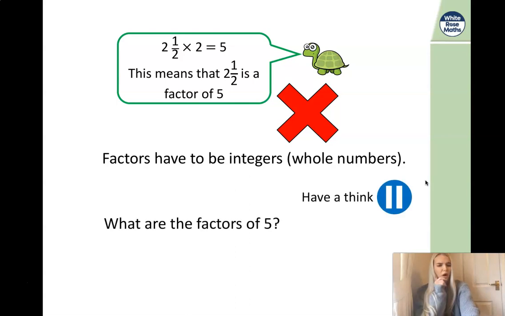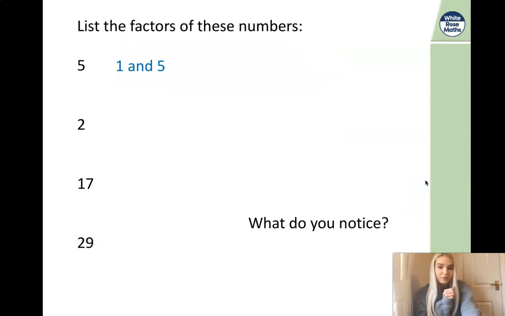Now, what are the factors of 5? Can you pause the video and have a think? Write them down. Off you go. You might have found that there are only 2 factors of 5, which is 1 and itself, 5. Now, can you pause the video in a moment and list the factors of these numbers? 5, 2, 17 and 29. What do you notice? Pause the video and have a think.